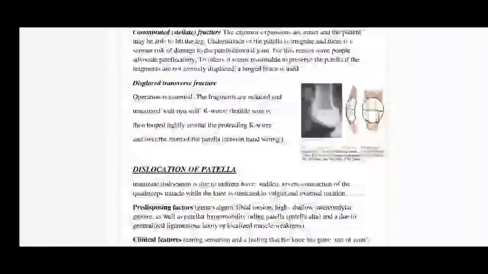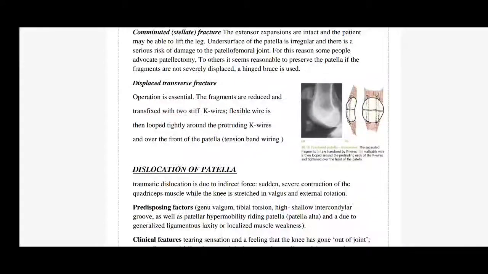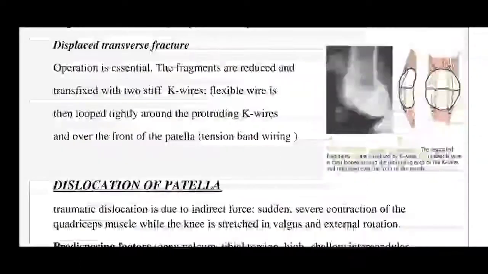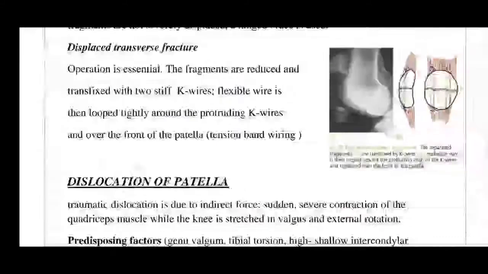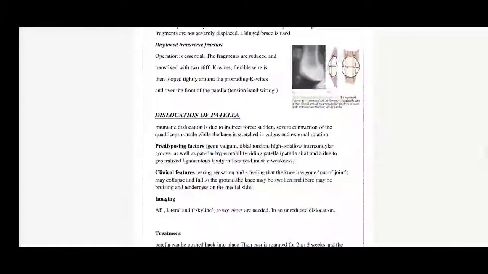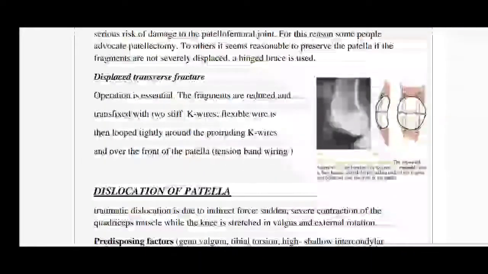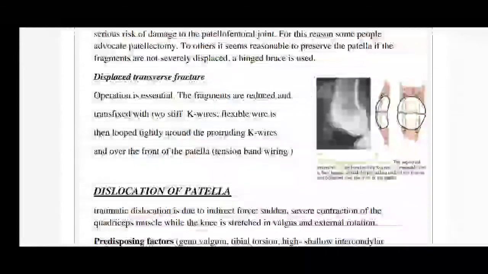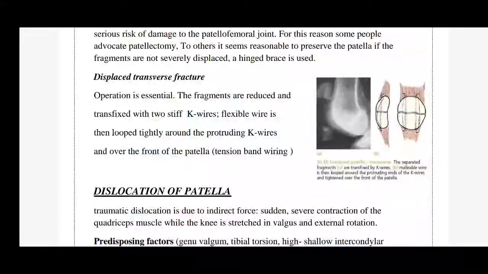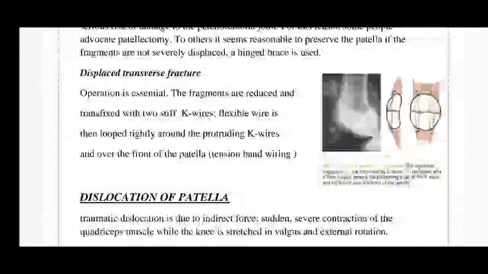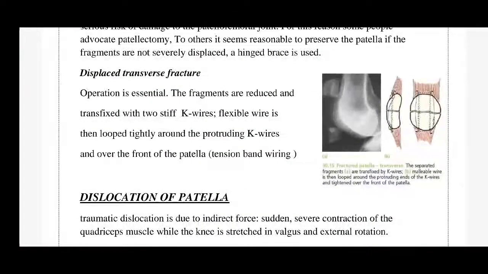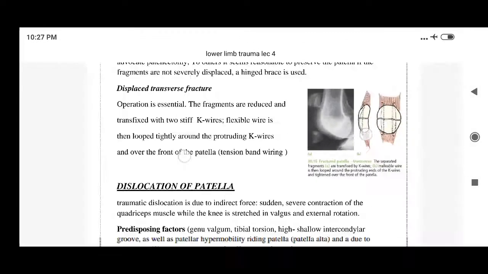A displaced transverse fracture is usually treated by tension band wiring: two wires surrounded by a tension band. The benefit of this procedure is to convert a traction mechanism into a compression mechanism, or to convert the traction force into compression force. During the action of the quadriceps, the traction force on the fracture site is converted by this tension band mechanism into compression force, so it compresses the fracture site and facilitates healing.